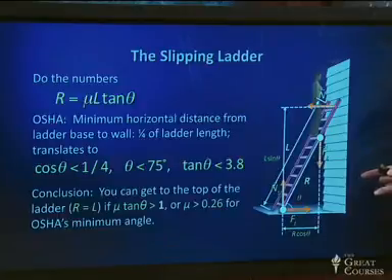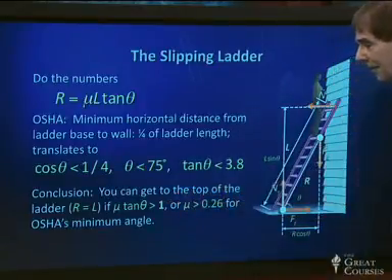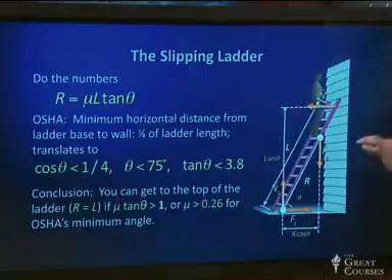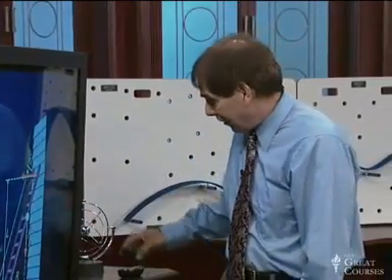And if you draw that conclusion, you say you can get all the way to the top of the ladder, r equals L, safely, as long as mu tan theta is greater than 1, or mu is greater than about 0.26, if you're at OSHA's minimum angle, and you could do better by making the angle of the ladder steeper. So mu of 0.26 is a pretty low coefficient of friction, and so that's good under all but the slipperiest conditions. So it looks like OSHA has built a margin of safety into their standards here. So that was a really pretty sophisticated problem involving static equilibrium.